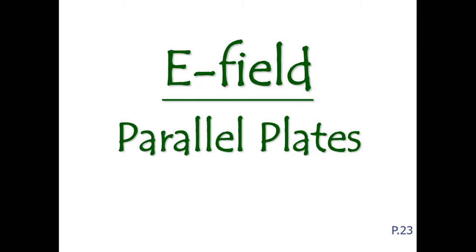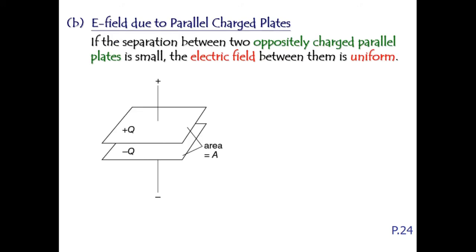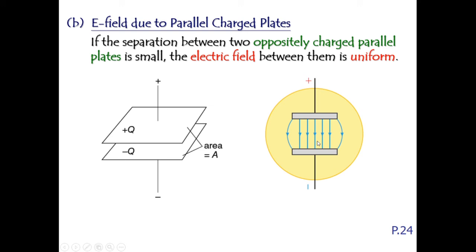In the DSE syllabus, apart from the electric field of a point charge and of a charged conducting sphere, we have to deal with the electric field of parallel plates. What is a parallel plate? A parallel plate is two large metal surfaces of area A separated by a small distance. If charge Q and negative Q are distributed over the surfaces, and if the separation is small, then the electric field can be represented by this diagram. In this diagram, we notice that if the edge effect can be ignored, the electric field is uniform.